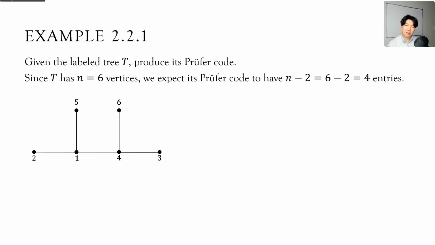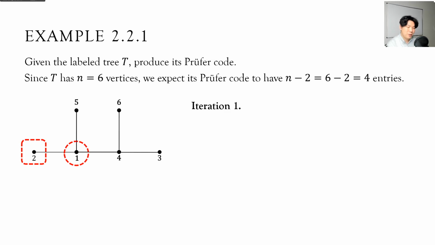So let's start off with our first iteration. For iteration number 1, I'm going to look at all of the leaves of my tree. Recall that the leaves are my vertices of degree 1. In this case, I can look at the vertices 2, 3, 5, and 6. But I just want to choose the least leaf, which in this case is 2. I'm also going to identify its neighbor. Because it's a pendant vertex of degree 1, it only has one neighbor, in this case the vertex 1.